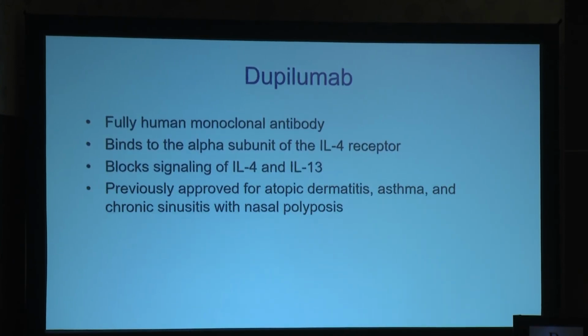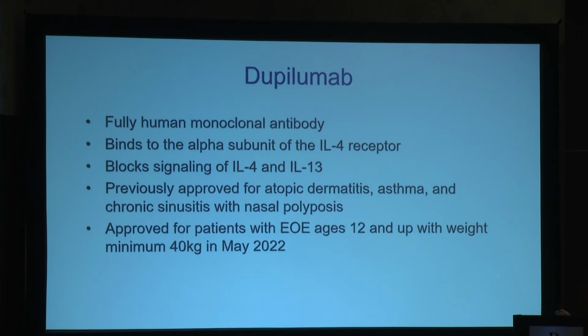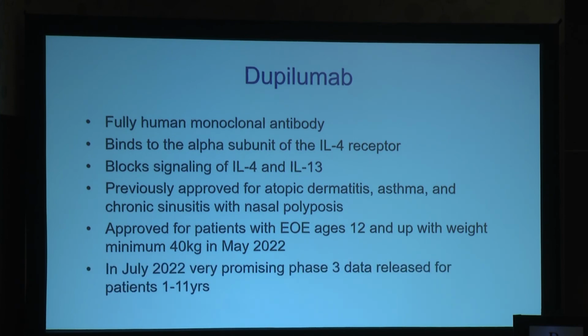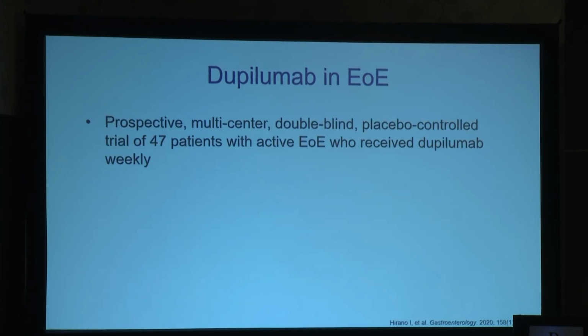I just went through that. It's already approved to treat atopic dermatitis down to 6 months of age, asthma, and chronic sinusitis with nasal polyps. And it was approved for EOE ages 12 and up with a weight of at least 40 kilos in May. Last month, they released very promising phase 3 data for patients 1 to 11, so hopefully soon it might be approved in this younger age group. And the dose is 300 milligrams subcutaneous weekly.